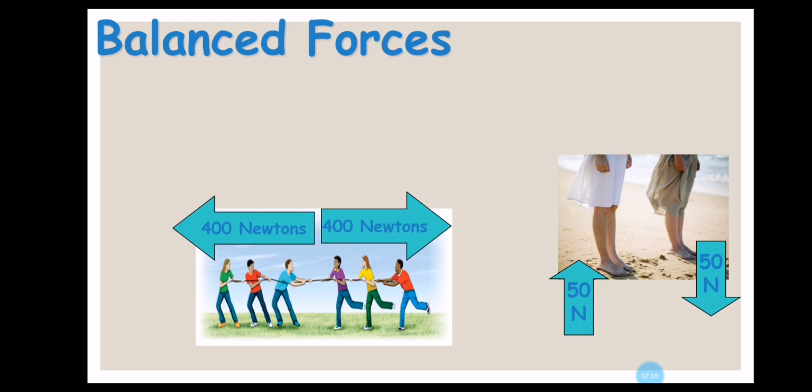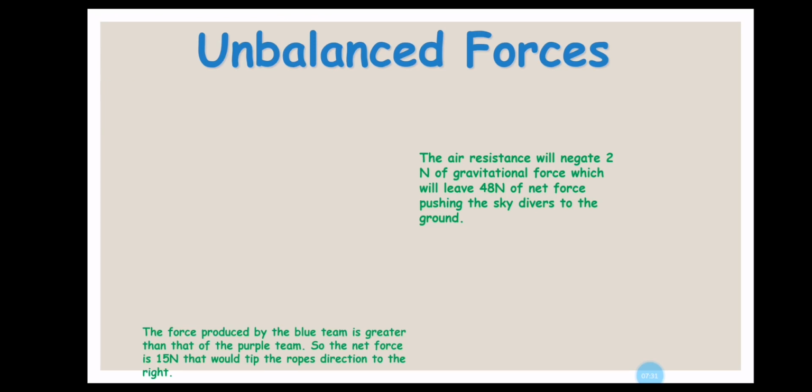In the second figure as well, I have 50 newtons up and 50 newtons down. When you add them together, you'll get 0 Newton. So I have balanced forces. A balanced force is one in which the net force equals 0. Examples, we already done that.